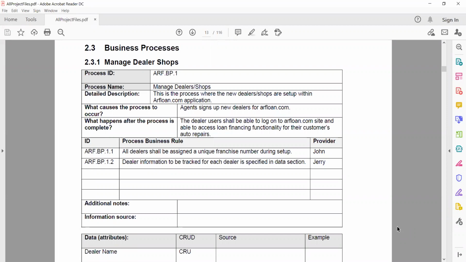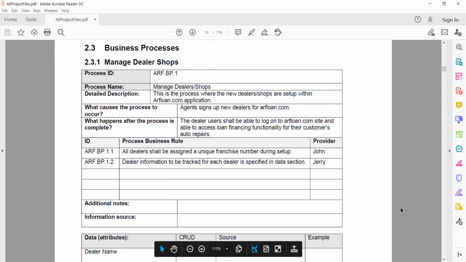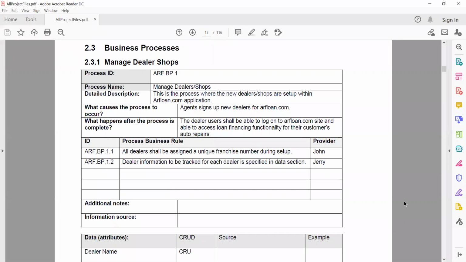So Neeti, you talked about the whole document in general, right? What I'm interested in is, can you tell me exactly what section 2.3.1 refers to? What is the purpose of this in the document? I took this document as an explanation and description of how the process should occur and when the process is complete, such as manage dealers, the agent should sign up the dealers at Arfloan.com. When is it complete? The dealer user shall be logged into Arfloan.com. What is their accessibility? And the ID part I got out is that they should get a unique franchisee number. Somewhere down it says there should be two digits for state, two digits for county, and three digits.